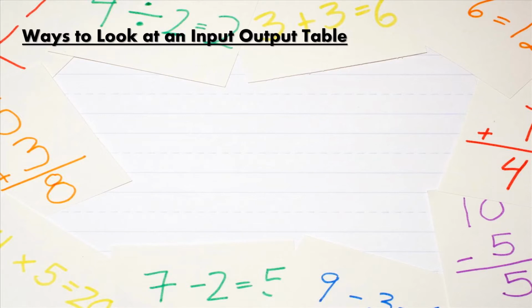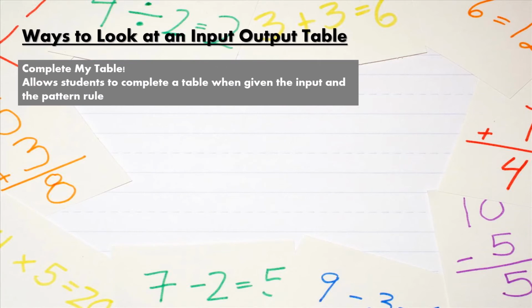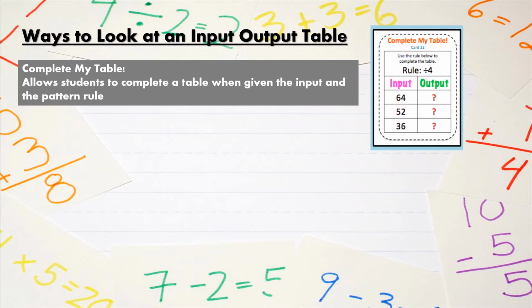So ways to look at an input-output table may consist of, first, complete the table. Sometimes we allow students to complete a table when we give them the input or the output in the pattern for the rule. So for example, in your DMA, most of your input-output tables have given you the rule. It tells you what you need to do to find your output. In this case, they're saying that we need to divide by 4. So that's one way to look at an input-output table.